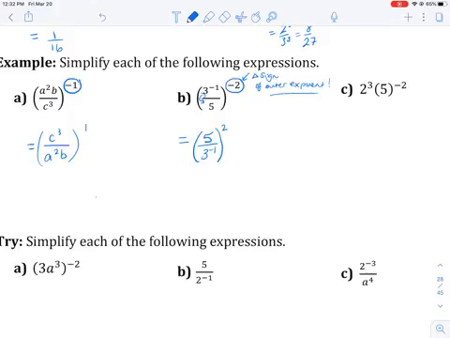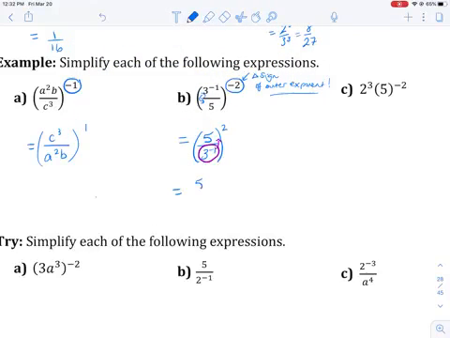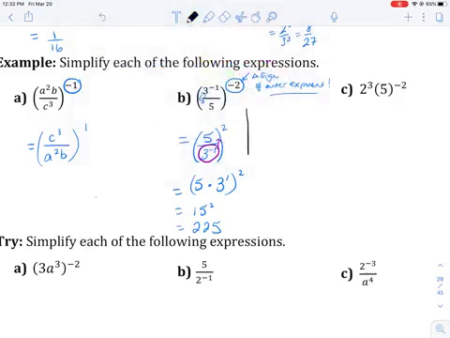Okay, and I can do this in another way that might explain that a little bit better. Now I say this is a negative 1. I'm going to move that to the numerator. That's 5 times 3 to the power of positive 1, all squared, which is 15 squared, which is 225.